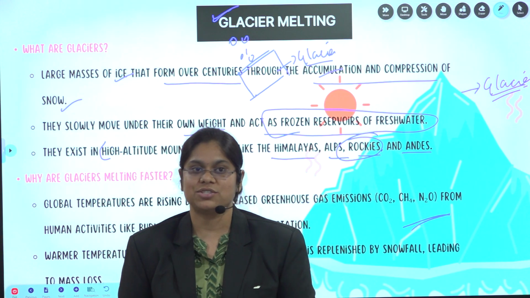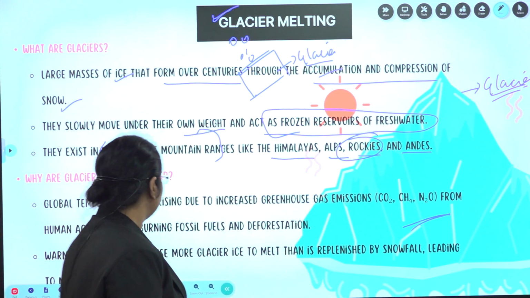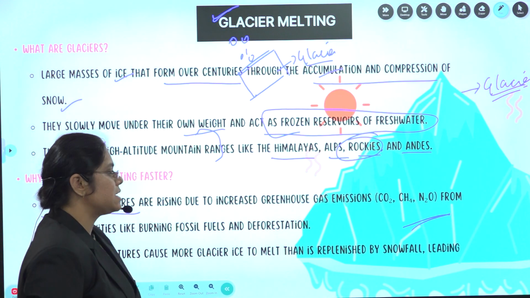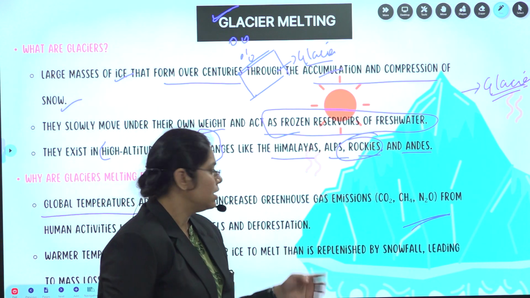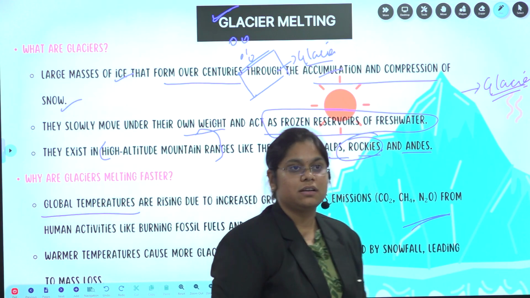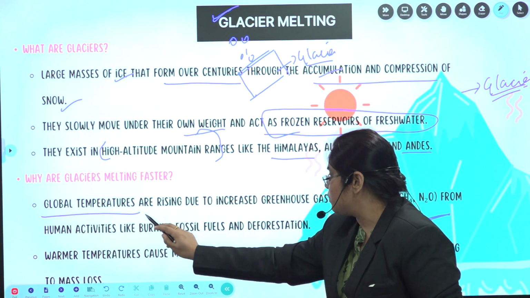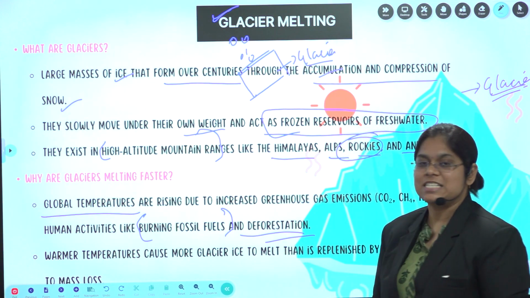We all know the major reason is global warming. What is global warming? Increase of temperatures due to greenhouse gases. What are the major greenhouse gases? Carbon dioxide, methane, nitrous oxide, right? From human activities like burning of fossil fuels and also deforestation.